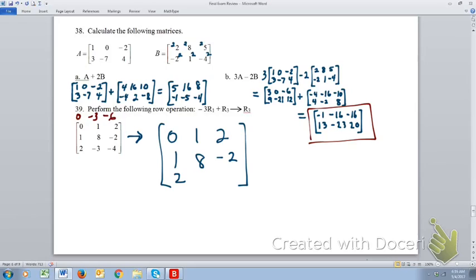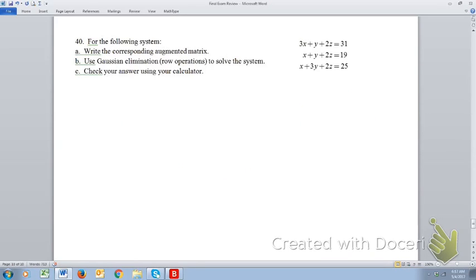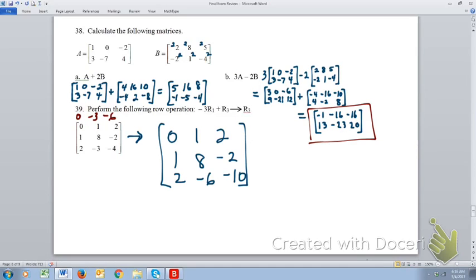0 and 2 is 2. Negative 3 and negative 3 is negative 6. And negative 6 and negative 4 is negative 10. And so that's our final, whoops, let me go back to that. That's our final answer there. Let's go ahead and move on.